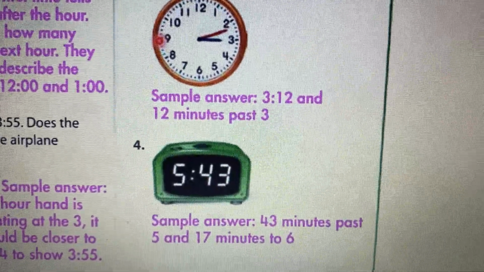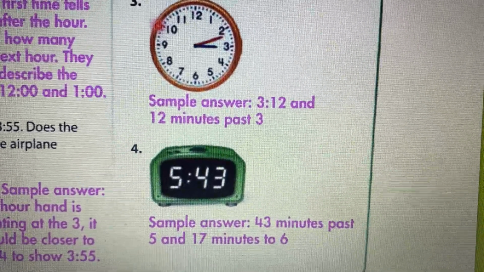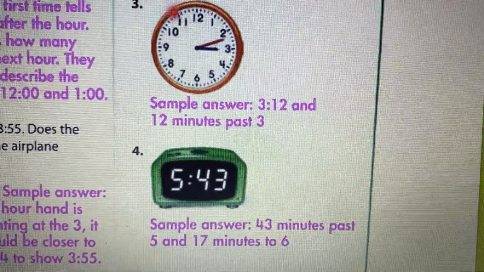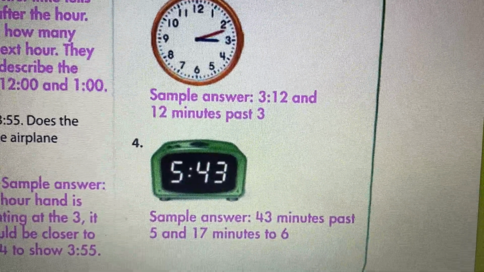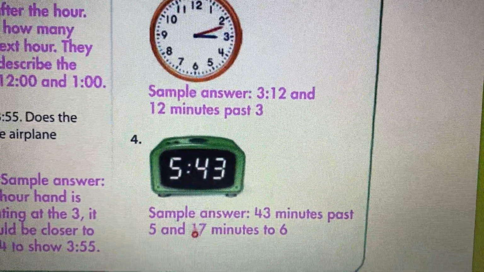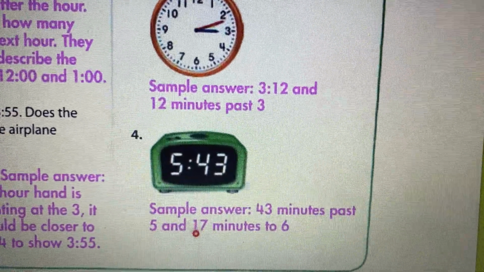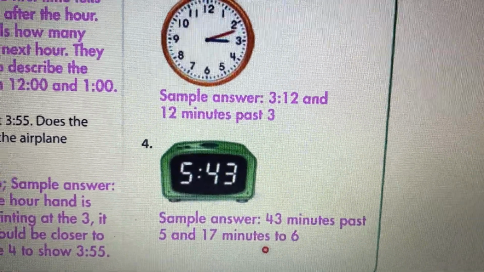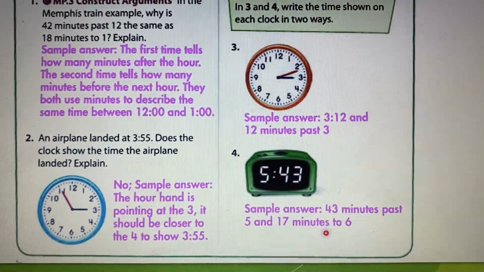Now I still have to skip count by 5. 5, 10, 15. 15, and I already have 2, so 17. So I can say 17 minutes to, what comes after 5? 6. So 17 minutes to 6. Now solve the independent practice by yourself.